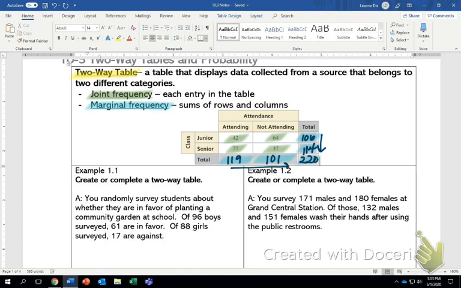And typically, I recommend doing it twice, just doing both, because if you do it incorrectly the first time, then you can easily figure out if you've made a mistake by adding. The 119 and the 101, does that equal 106 plus 114? So it's just a way to double check yourself.